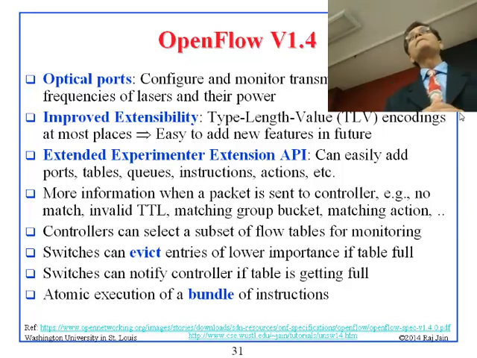Yeah. What is this optical board? Does that mean you do all optical switches? Yeah. No. Wavelength switching.